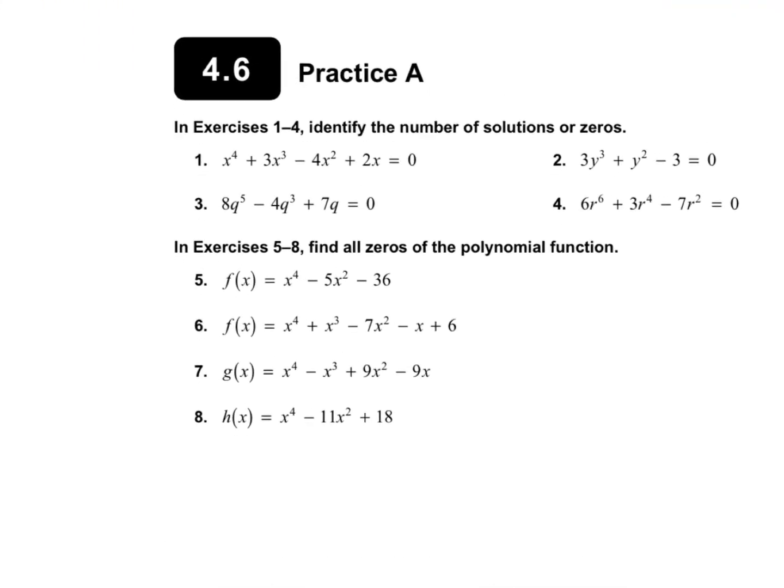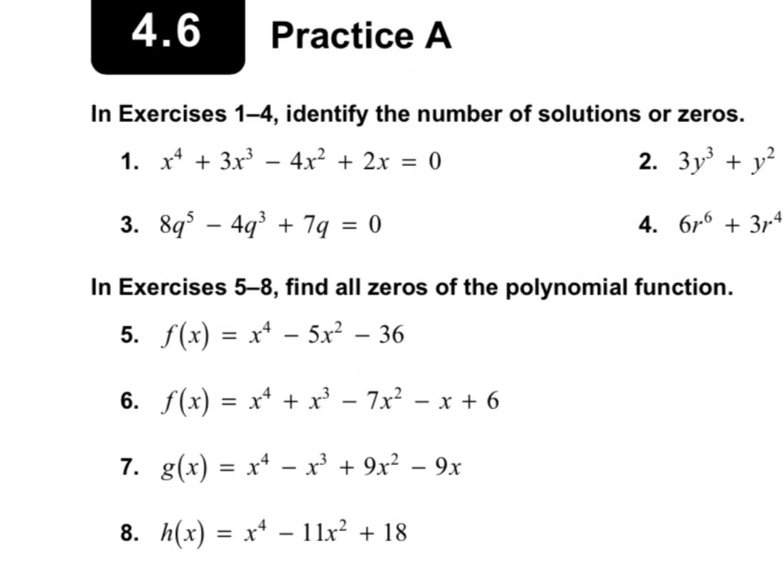For the first part, 1 through 4, we just have to identify the number of solutions. So we're just talking about how many solutions we have. For number 1, how many solutions would I have? 4, because I'm looking at my highest degree, so I'd have 4 solutions. And remember, solutions and zeros mean the same thing.